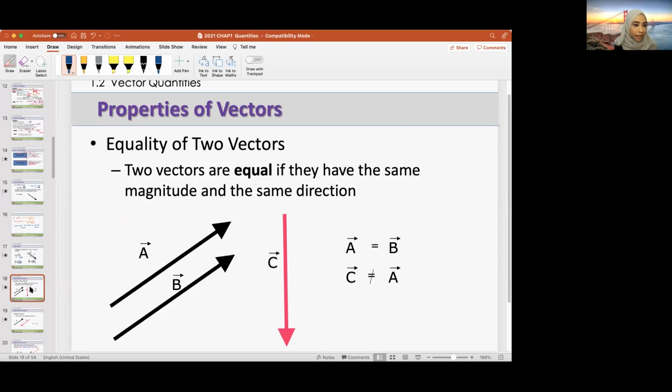Equality of two vectors, like I mentioned before: for two vectors to be equal, they have to have the same magnitude and also the same direction. Okay, for example, vector A is equal to vector B. I can write it like this. Is vector A equal to vector C? They have the same magnitude, but the direction is not the same. So this vector is not equal, even though they have the same length. Okay, so vector C is not equal to vector A. And of course, it's not equal to vector B as well.